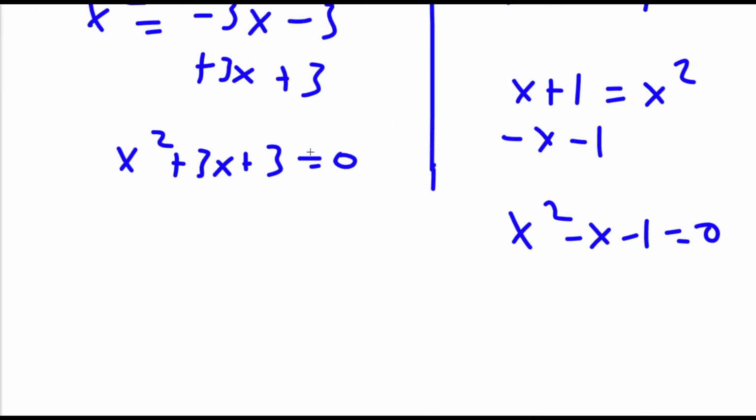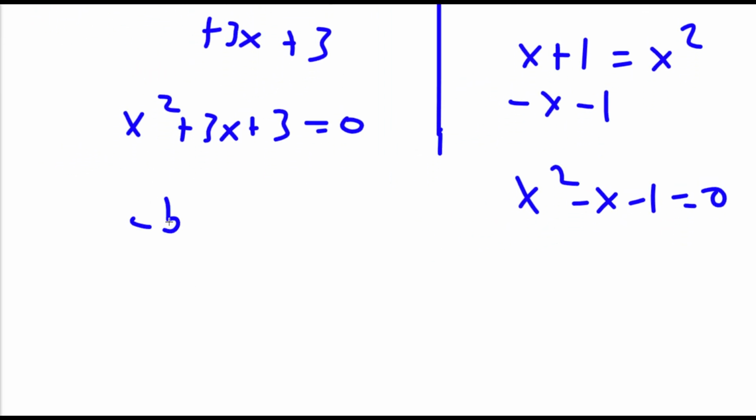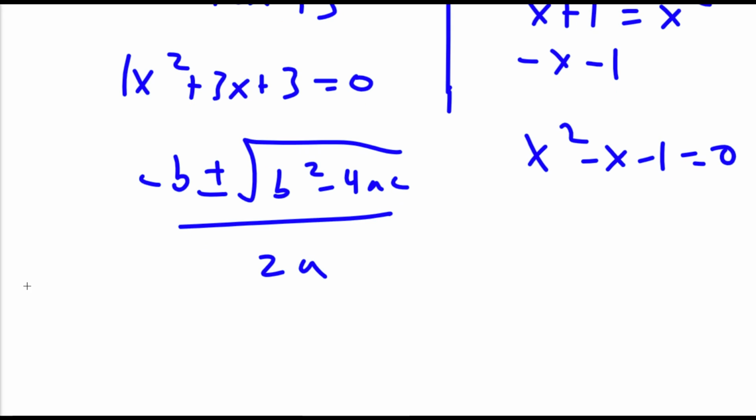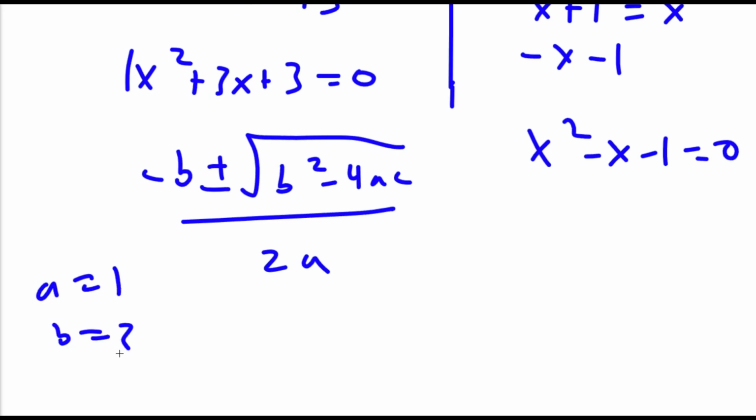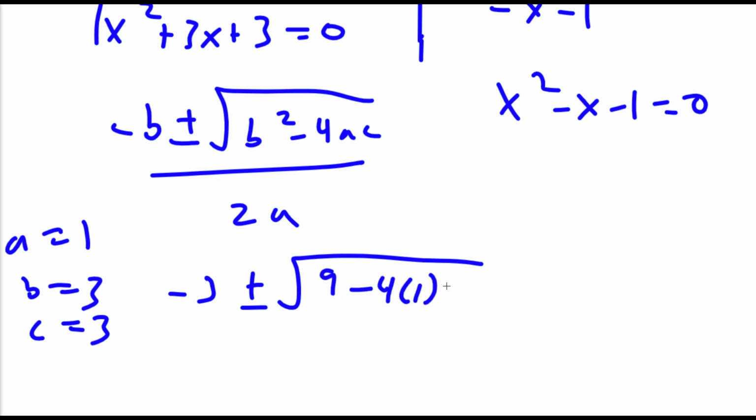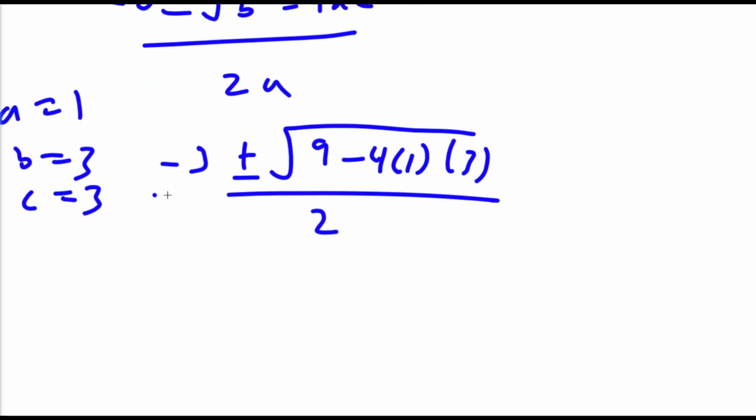Now I can use the quadratic formula to solve this, which is negative b plus or minus the square root of b squared minus 4ac over 2a. So in this case, for the first equation, a is equal to 1, b is equal to 3, and c is equal to 3. So now I have negative b, so negative 3 plus or minus the square root of b squared, so 9 minus 4 times 1 times 3, over 2 times a, which is simply 2.